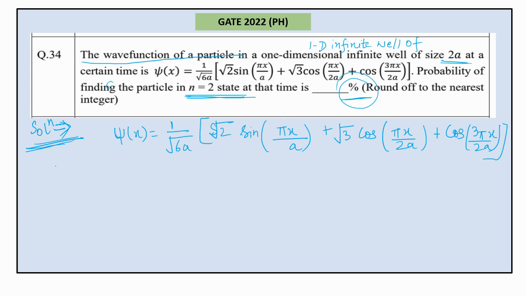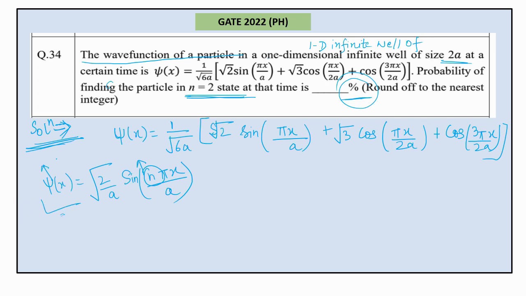Now you can see here, in a 1D infinite well, the wave function is given by root 2 by a sine n pi x by a. And this n defines the state. Like if n is equals to 1, then the particle is in n is equals to 1 state, and if it is 2, then the particle is at n is equals to 2 state, right? And if it is 3, the particle is at n is equals to 3 state. But there is one twist here.